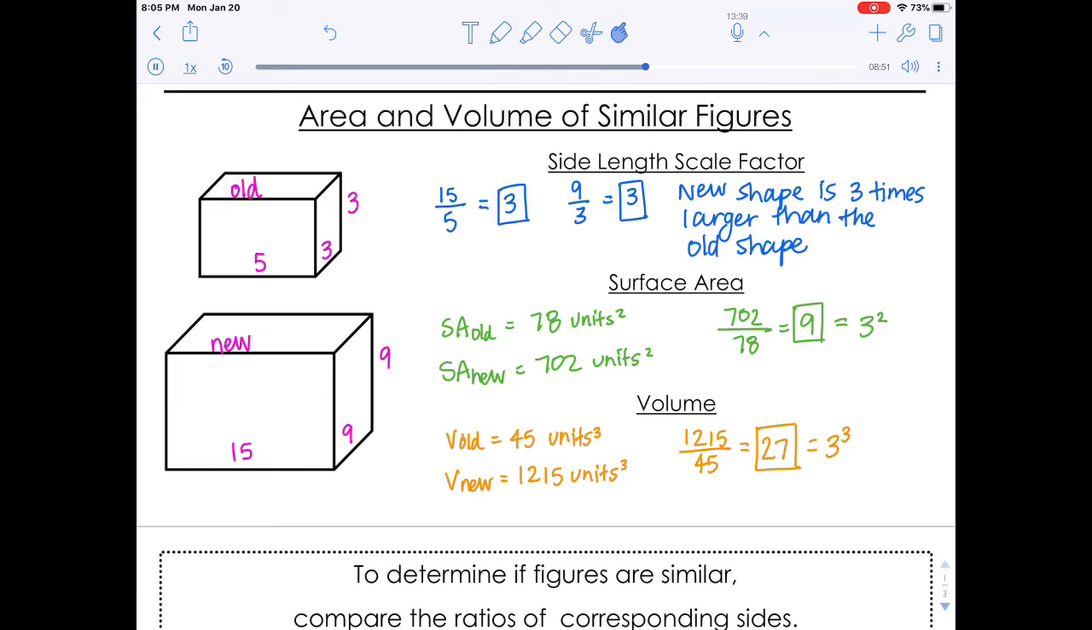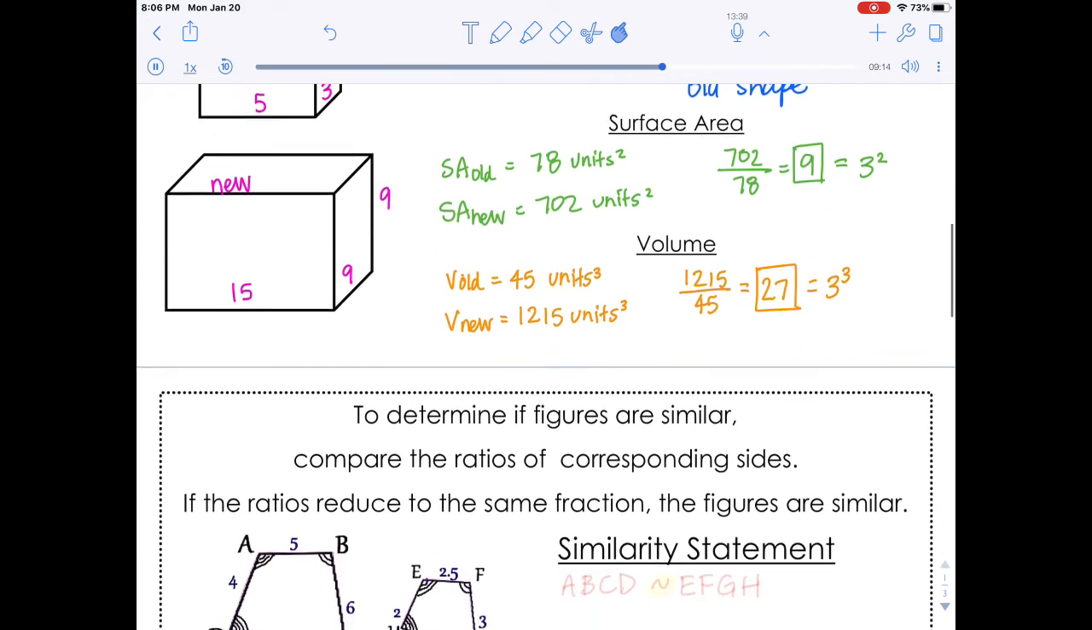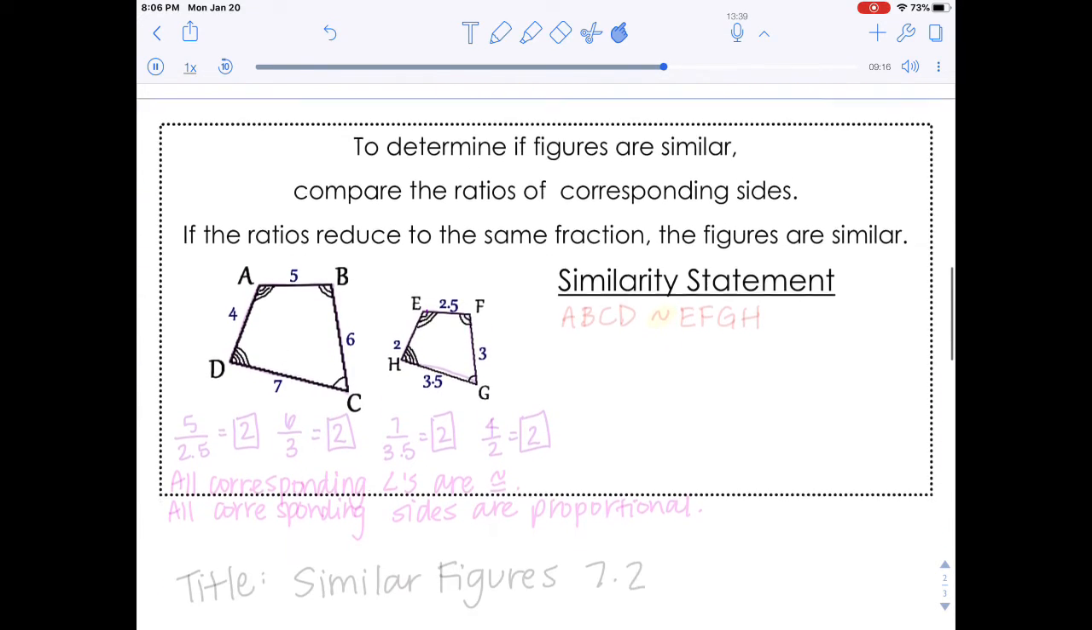Now we're going to go over how to determine if figures are similar. So to do that, you have to compare the ratios of the corresponding sides. And if all of the ratios reduce to the same fraction, then the figures are similar. So let's go ahead and check quadrilaterals ABCD and EFGH and see if they're similar. So we're going to take the ratios of all sets of corresponding sides.